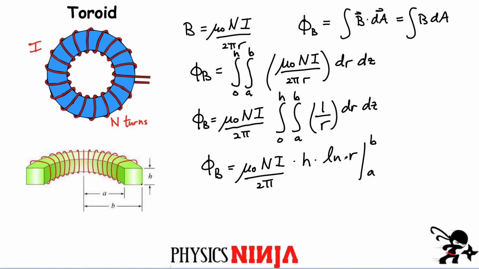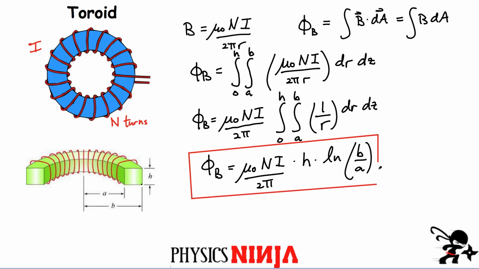If you substitute those limits in there, what you're left with is b over a. Those are simply the inner and outer radii of this toroid. So this is really our final expression. It's a little bit more complicated than the solenoid case, but it's not really that bad.